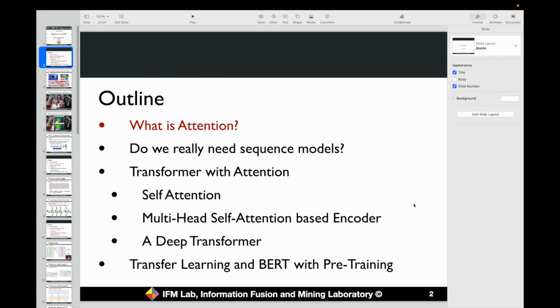And here is the outline for today's talk. In the very beginning, we will discuss a very important concept in deep learning. It's called attention. We will discuss what attention is in deep learning and how to use this attention to build a model architecture.